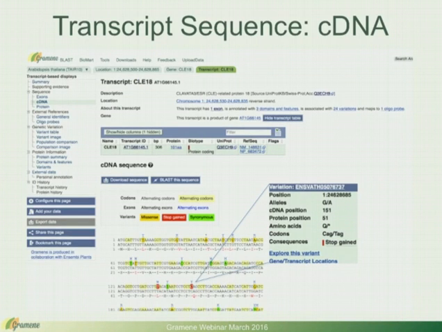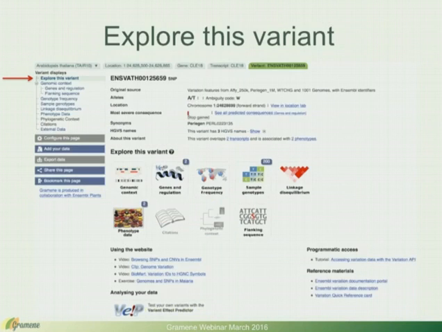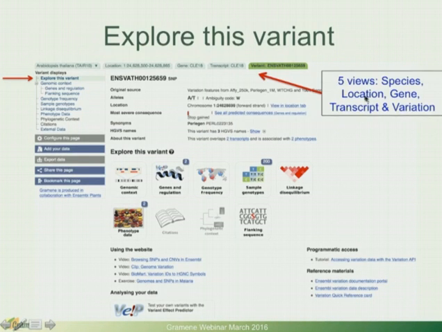Okay. So remember, I promised that we would go into this link for exploring a particular variant. So I'm back to my transcript page, and I'm going to click on explore this variant, and that link is going to take me to a new tab. You'll see now we have a new view. So the 5 views for the browser are species, location, gene, transcript, and variation. And if you do some jobs like BLAST or some other tools, you're going to get a 6th view, which is going to list your jobs processed.